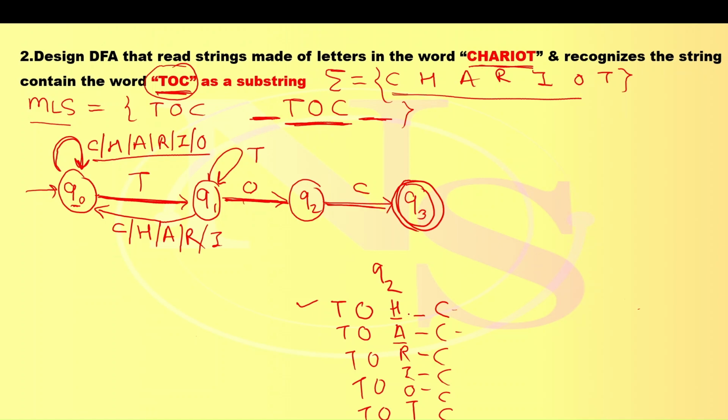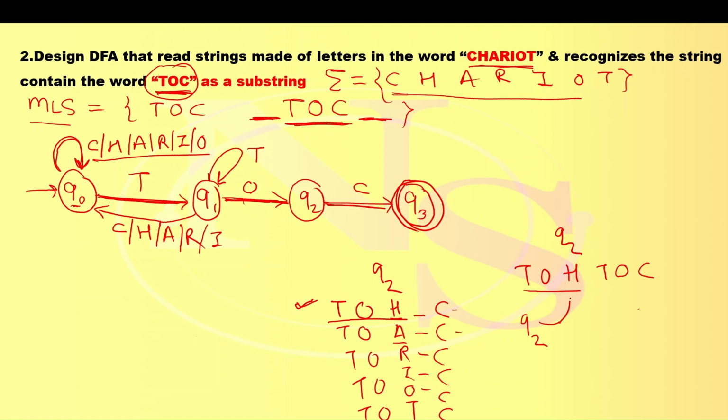How to reach Q2? By reading TO. I am trying to find the transition for H. I am taking the first case, TOH. Is this valid? No. Make it valid, because if it is a valid string, it should go to the final state. So how to make it valid? I want TOC. By considering the existing symbols, can I make TOC? No, because H is there. So I am directly writing TOC completely. Is this valid? Yes.